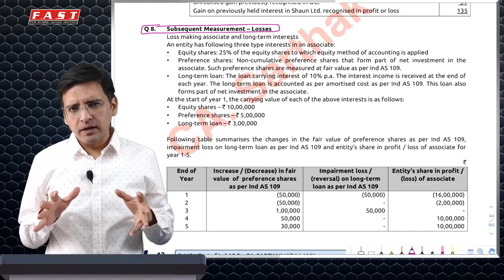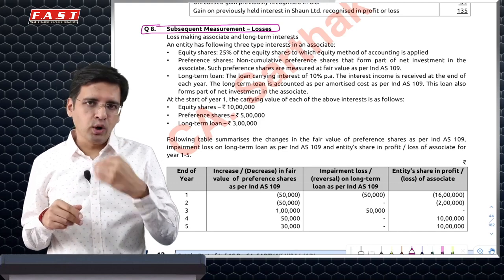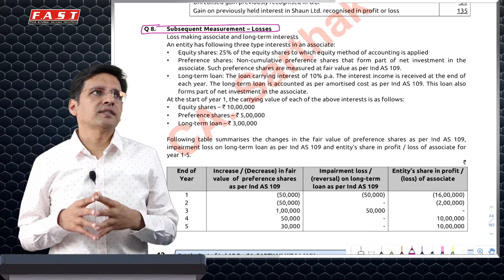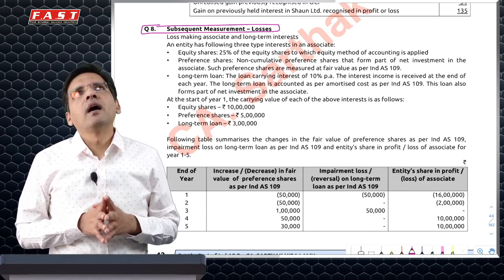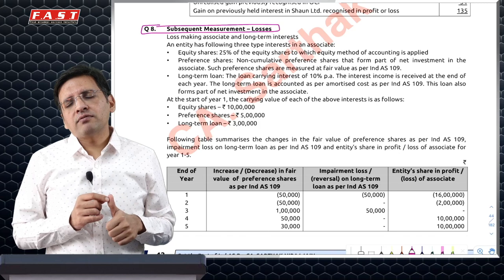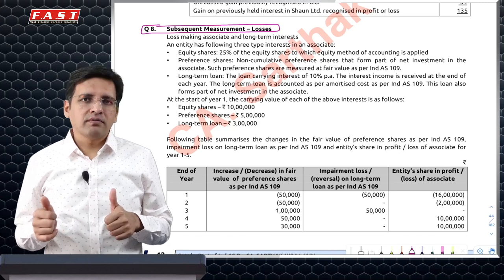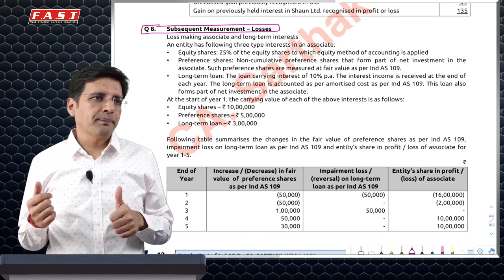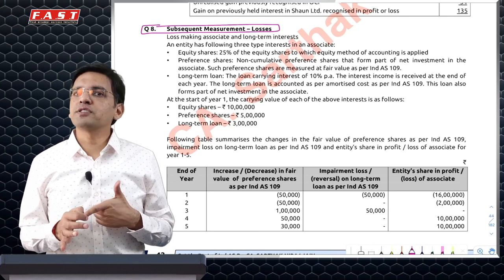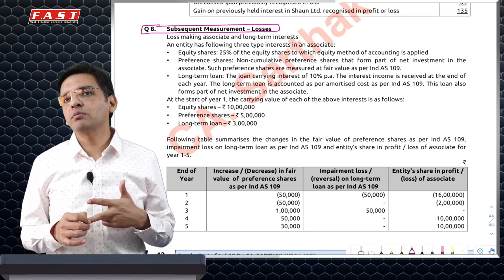So what is so typical about this question? Something beyond this is what Ind AS says. It is possible that you've not just invested in the equity capital of the subsidiary or the associate actually. You could have also taken preference shares in the associate. You may also have given a long-term loan to the associate.